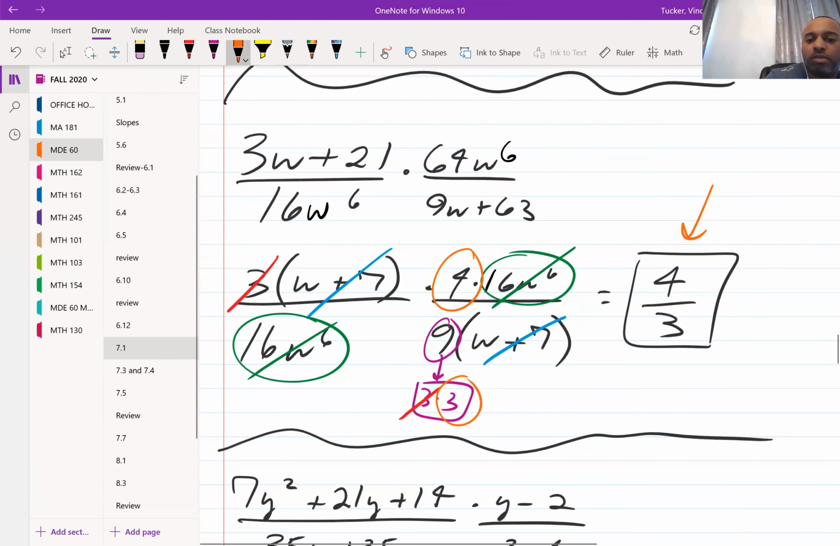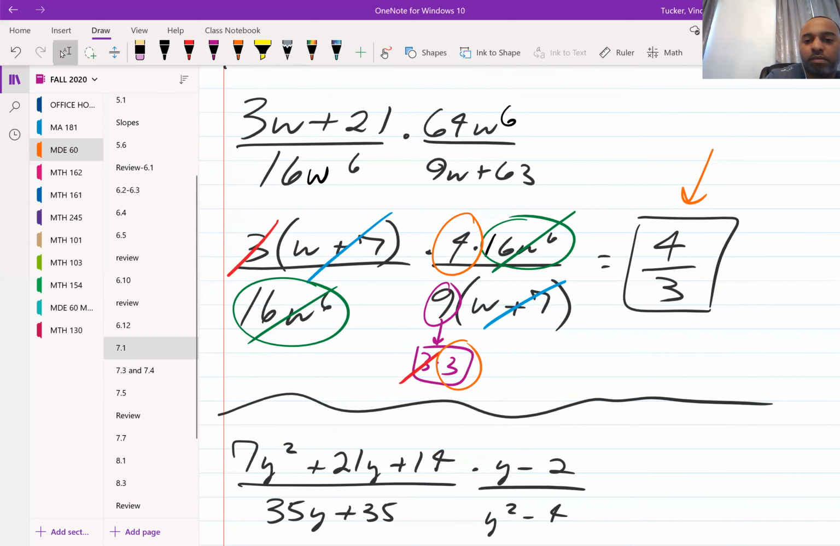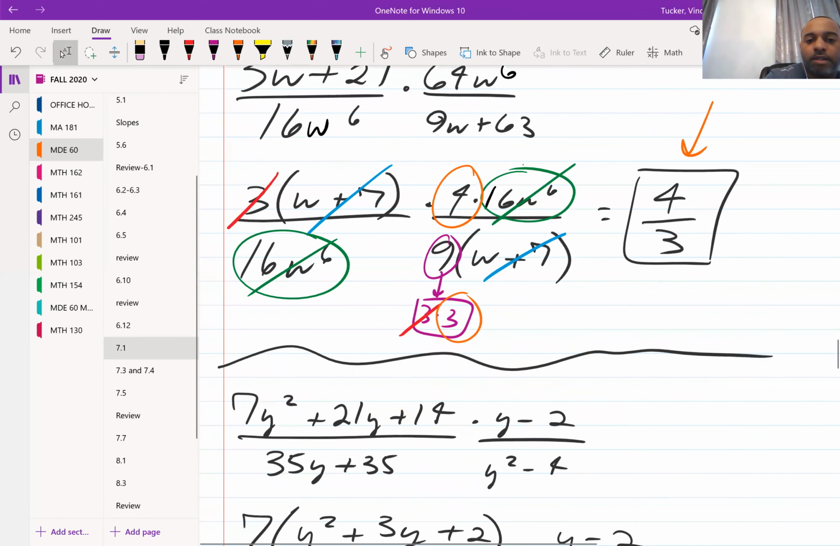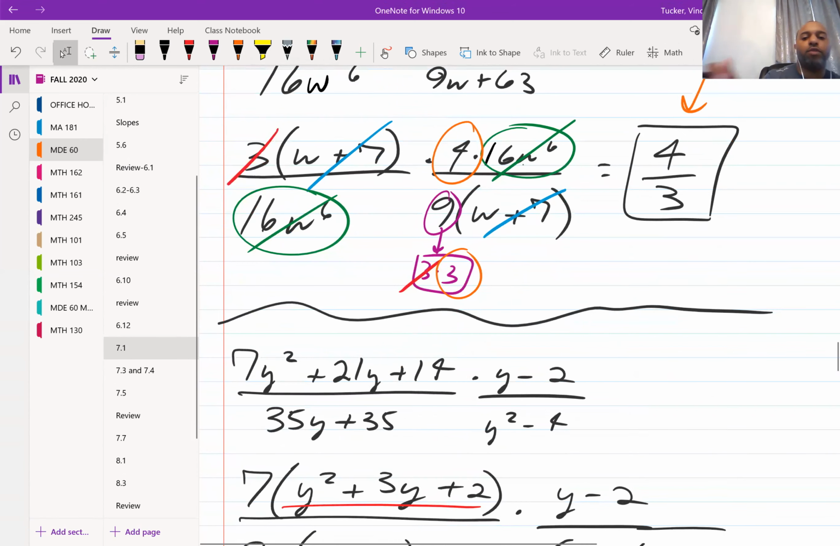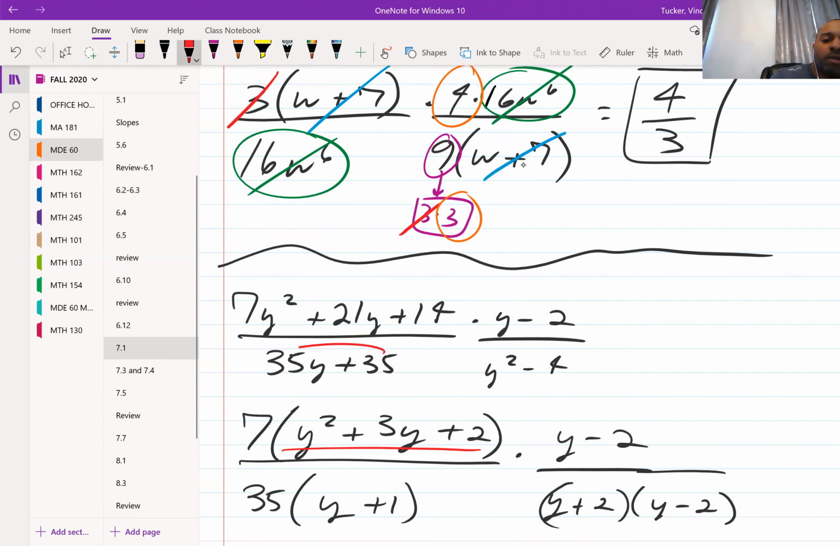All right. Questions before we look at another one? All right. Same type of deal. We want to factor the numerator and denominator of each as much as possible. So in this first one, I factored out a 7 from each term. So I pulled the 7 to the front. Here I pulled 35 to the front.